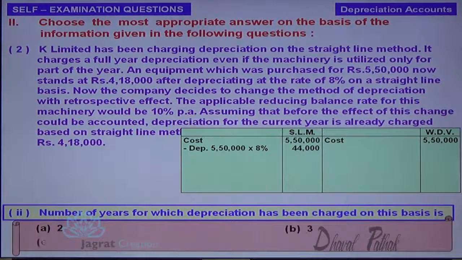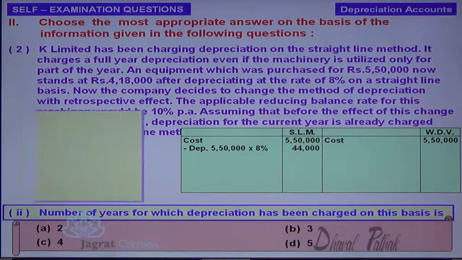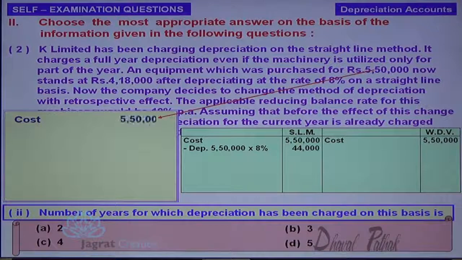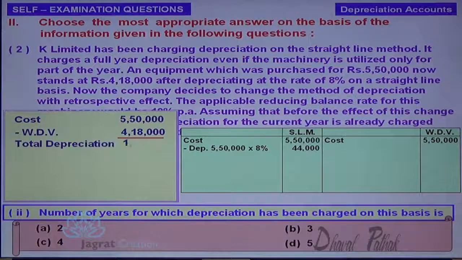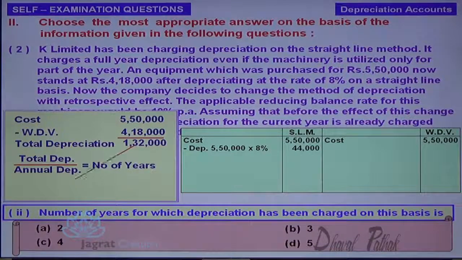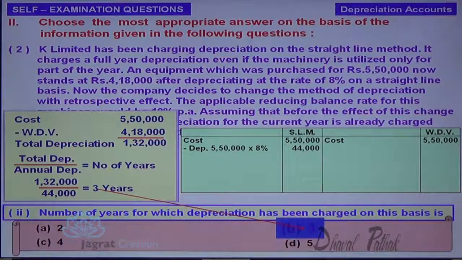So let me prepare a working for that. Cost 5,50,000, written down value 4,18,000. So total depreciation provided so far 1,32,000. Total depreciation divided by annual depreciation, you will get the number of years. So 1,32,000 divided by 44,000. So number of years for which the depreciation has been provided so far is 3 years. Option B is the correct answer.